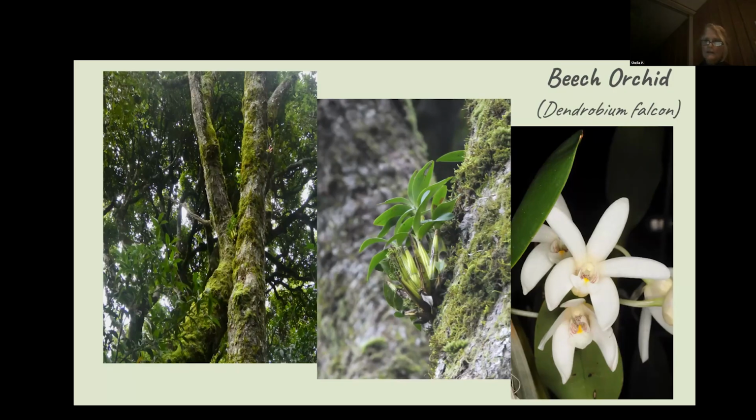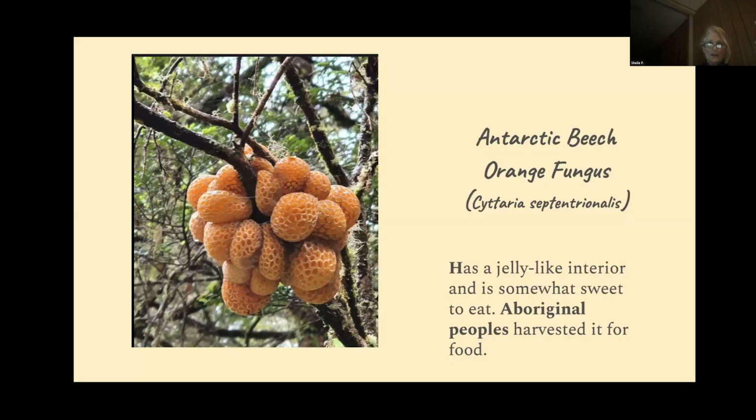It grows only on the Antarctic beech. And as we know, orchids require a mycorrhizal association with fungus to be able to germinate and to survive. So that fungus must also exist on the bark of the Antarctic beech, which is also pretty cool. This is an orange fungus, Cyttaria septentrionalis, that Aboriginal peoples ate. They would gather it when it was mature, and it has a sweet, jelly-like taste, and they would harvest it and eat it as a food source.